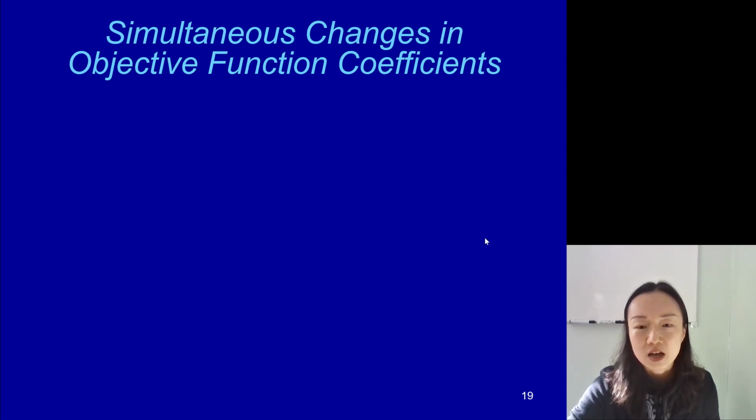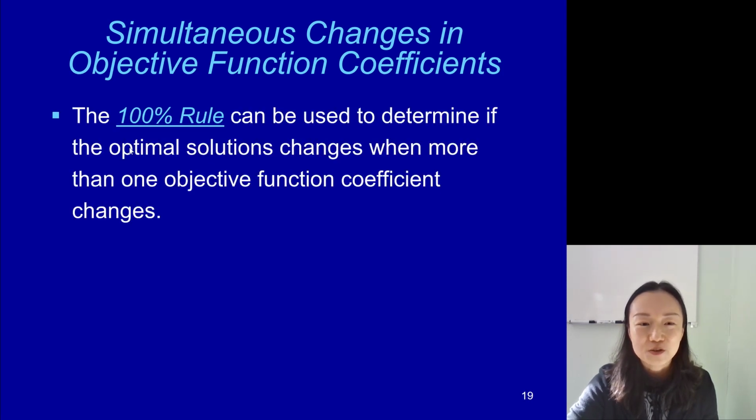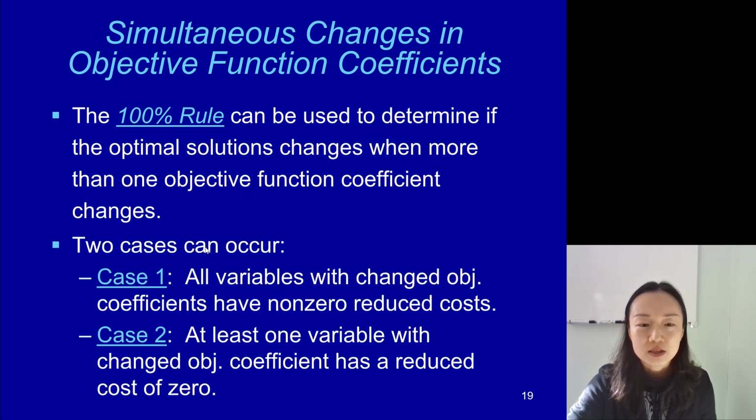The answer is sometimes. We can use the 100% rule to determine if the optimal solutions will change if more than one objective function coefficient changes. And two cases can happen. In the first case, all variables with the changed objective function coefficients will have non-zero reduced cost. And the other case is at least one variable with the changed objective function coefficient has a reduced cost of 0. So let's look at the first one.